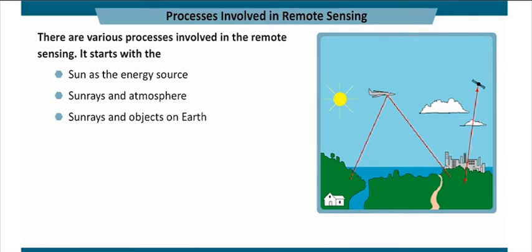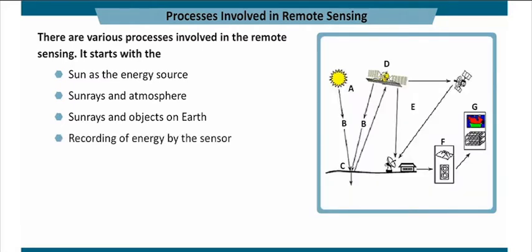Energy interacts with the target based on the properties of both target and radiation. Recording of energy by the sensor. The sensor collects and records the electromagnetic radiation that had emitted from the target.